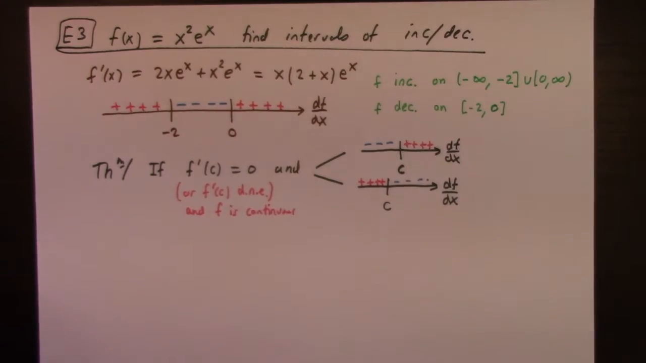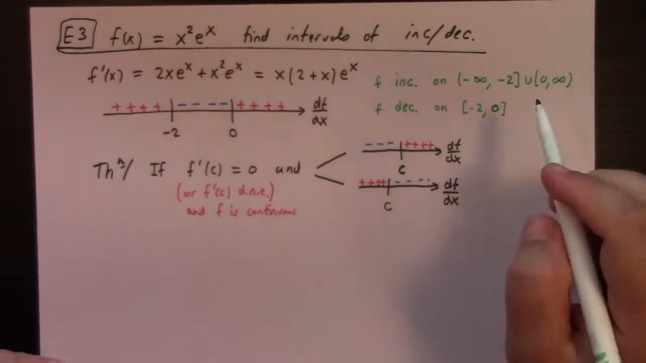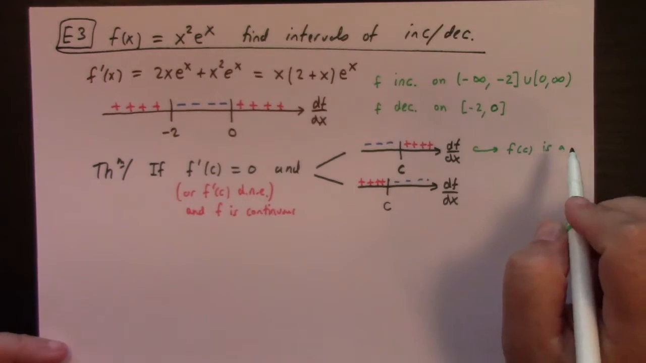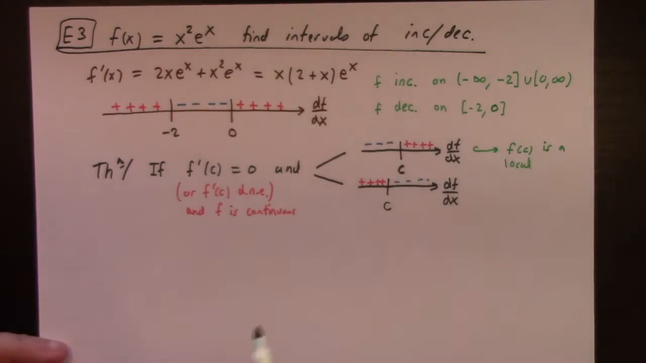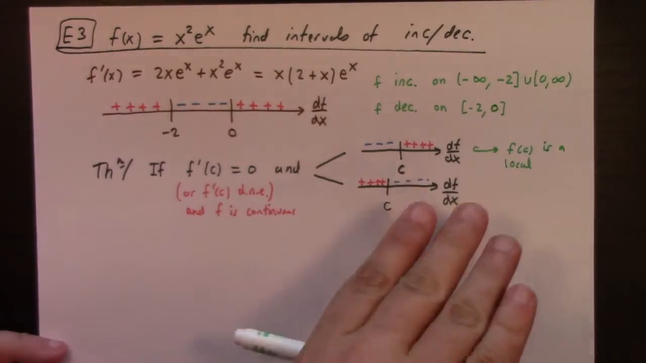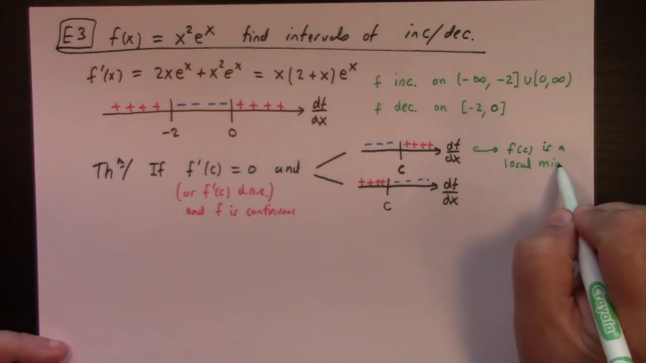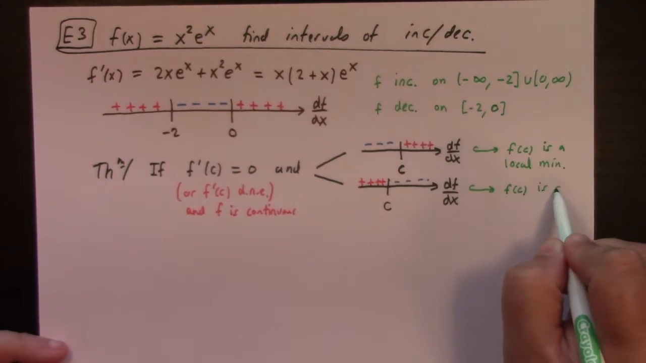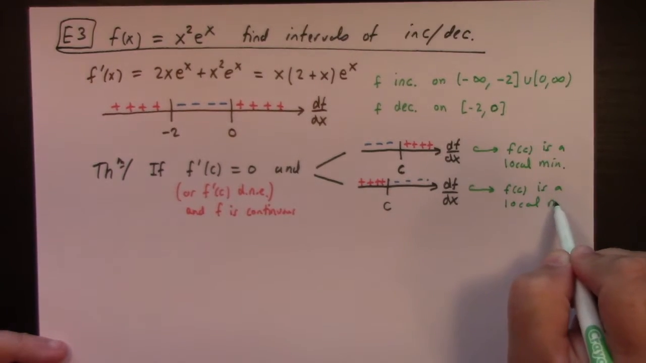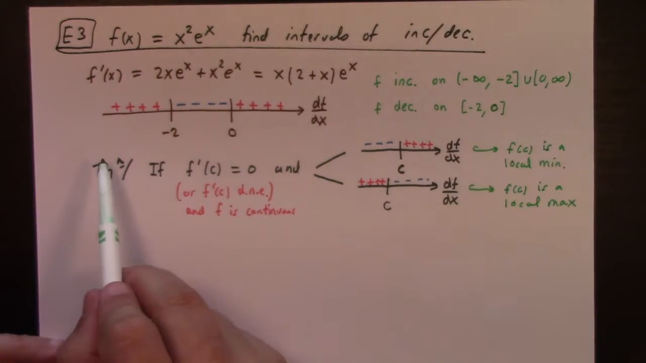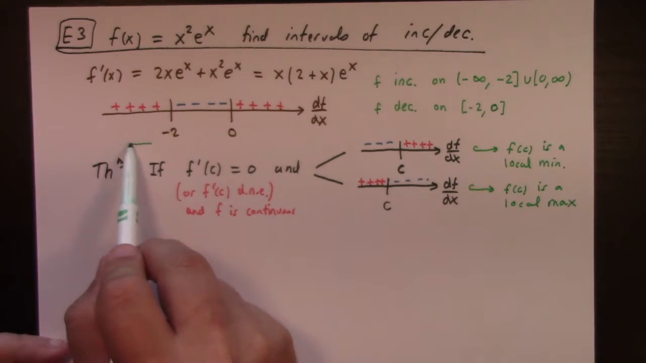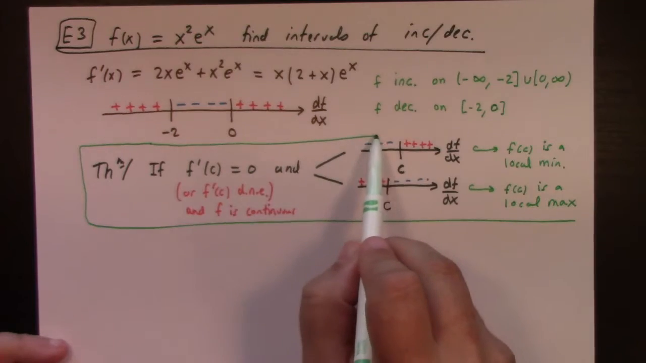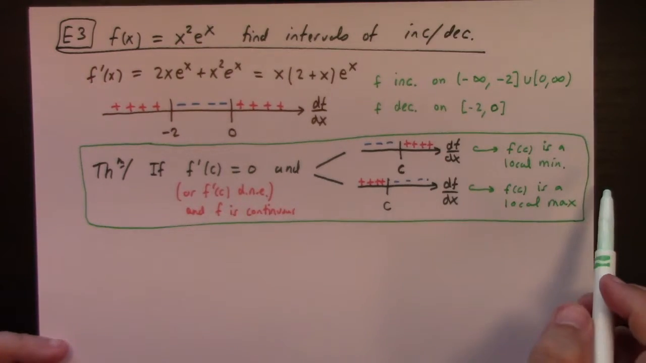The punchline here is that f of c is what? It's a local, let's see, the graph is going down and then up, so it's a local minimum. This would say that f of c is a local maximum, right? So this was the first derivative test. You can study the way the first derivative changes signs at a critical point to see whether it's a minimum or maximum.